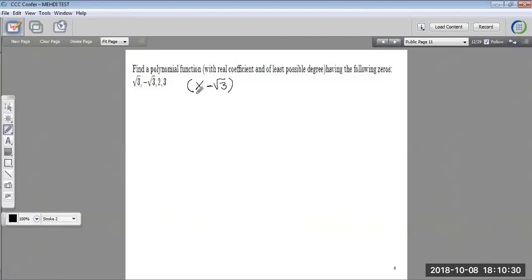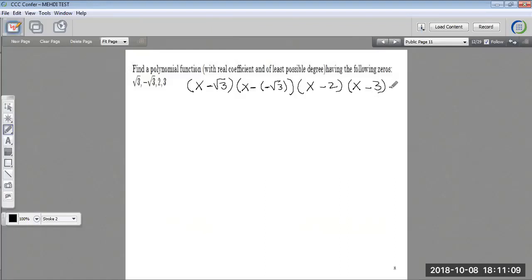If minus radical 3 is also a 0, then one of the other factors would be x minus minus radical 3, right? Which is really x plus radical 3. If 2 is a 0, then one factor would be x minus 2. And finally, if 3 is a 0, one of the factors would be x minus 3. So this is the polynomial that we are looking for.